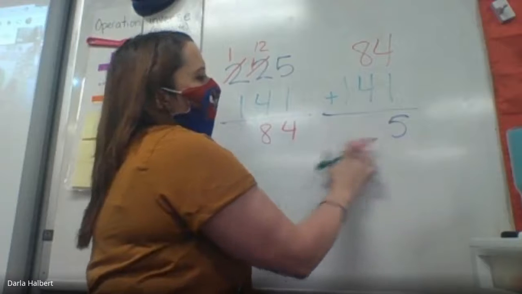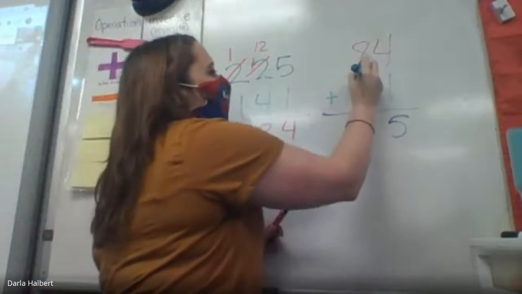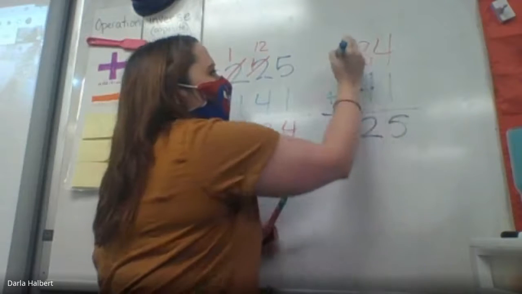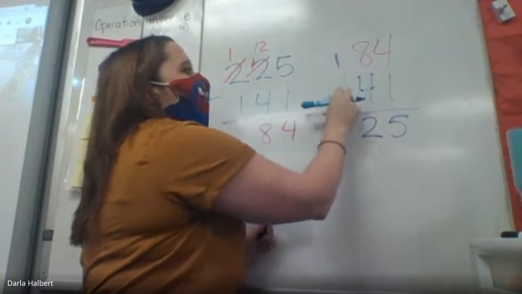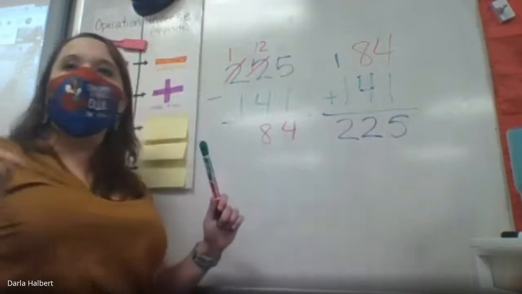8. Need to switch colors. 9, 10, 11, 12. Put the 2 down here. Regroup your 1. 1 plus 1 is 2. 225. 225. That's what we started with.